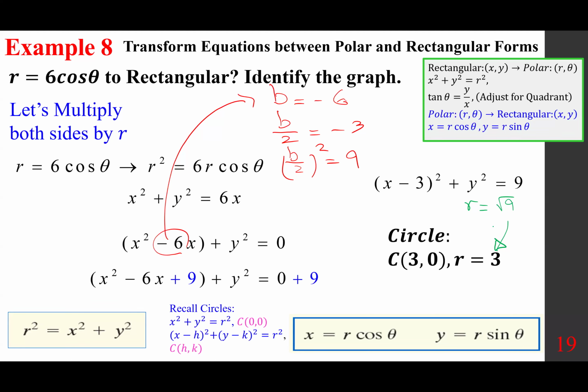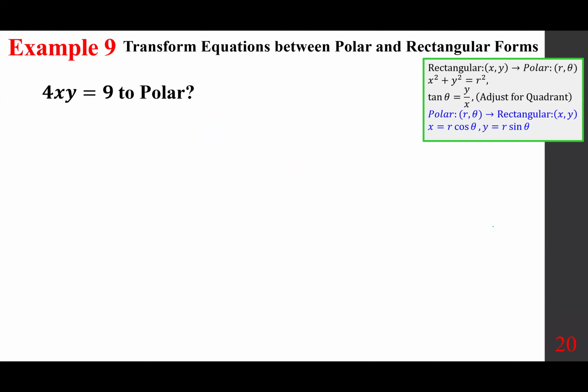We are going to move on, everybody. So reminding you of circles. All right. The next one says given 4xy equals 9, change it to polar. So 4xy equals 9.